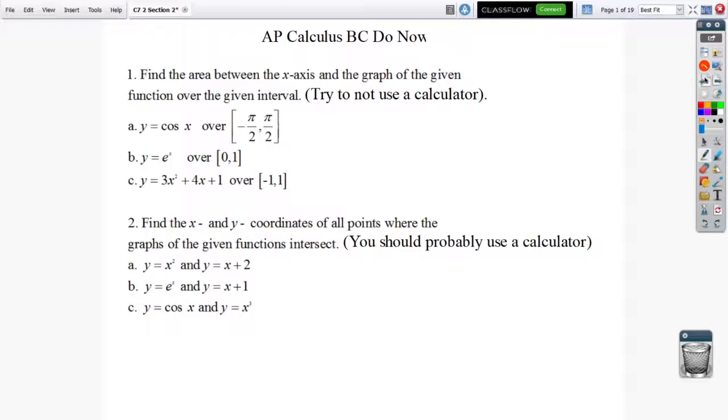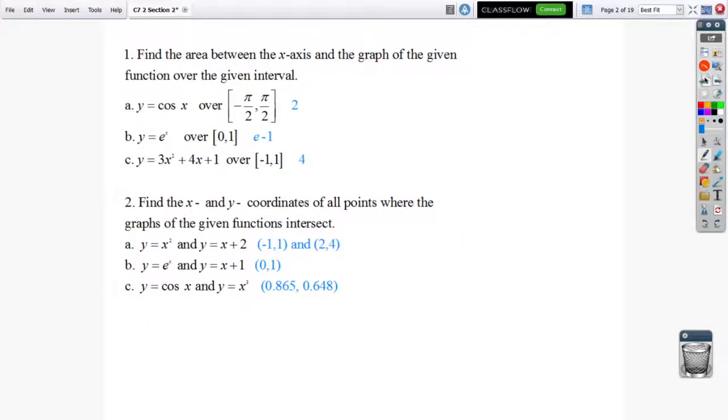So here's your warm-up if you want to use it. Maybe looking at number 1, we should be doing it without a calculator. Number 2, we should be doing it with a calculator using that second trace to find the points of intersection. Maybe pause and then come back to the video. So I'll show you the answers right there.